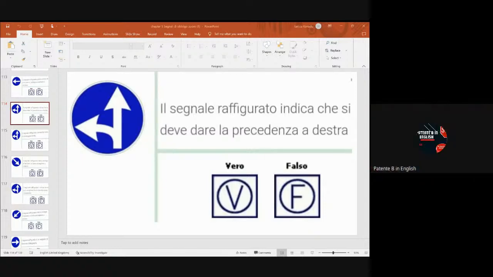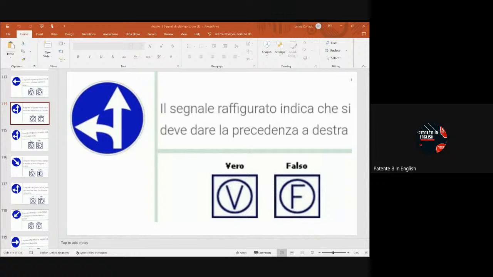And indeed, the answer to this question is false. We haven't talked about any right of way. This signal has nothing to do with right of way. If the authorities want us to give right of way to vehicles approaching at the junction, you will see another signal, which is dare precedenza, for us to know whether we can go first or we have to give right of way to vehicles approaching.